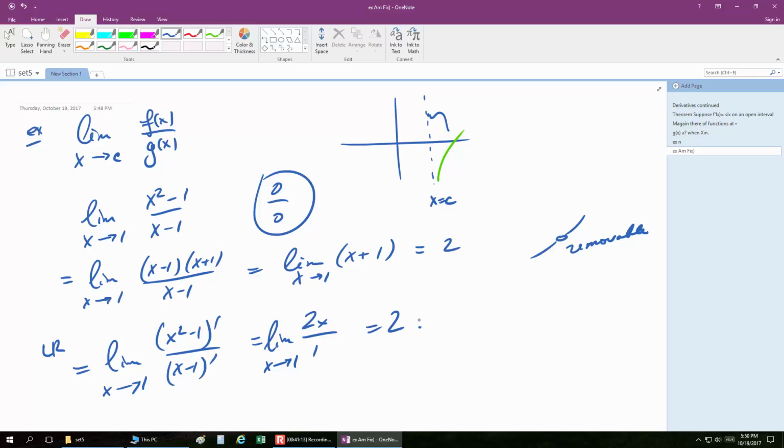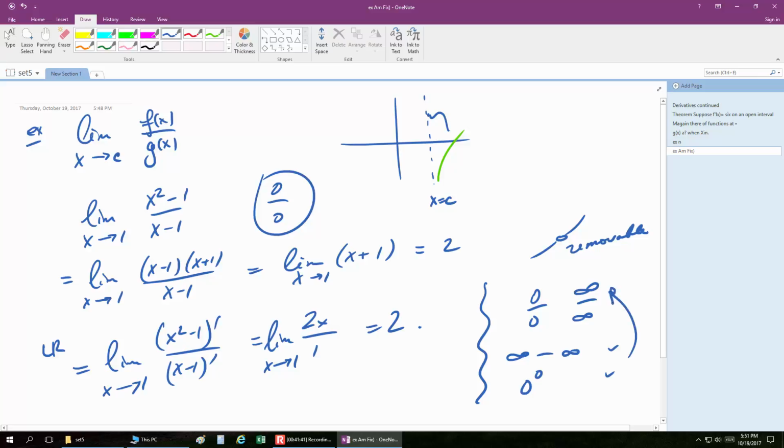So there is 0 over 0, infinity over infinity, but then there is also infinity minus infinity, and 0 to the power of 0, and a bunch of these. They're not necessarily common, but they're certainly just as troublesome as the other two. They cannot be subject to L'Hopital's rule, because L'Hopital's rule is about the fraction. So you have to convert them into fractions in order to apply L'Hopital's rule.